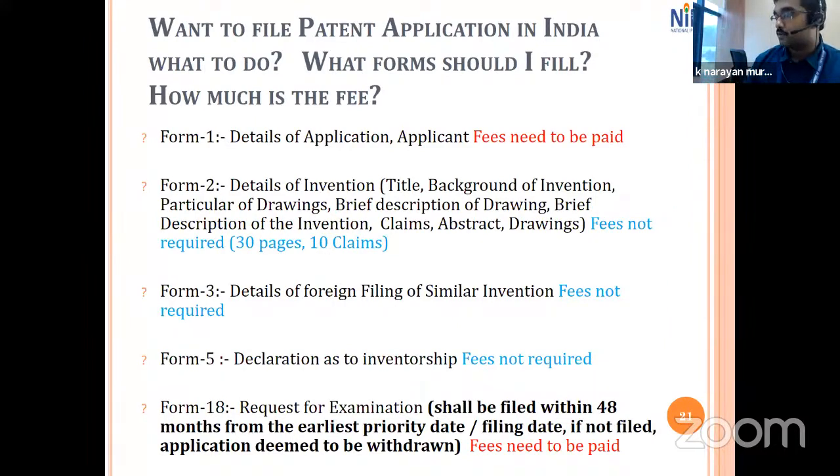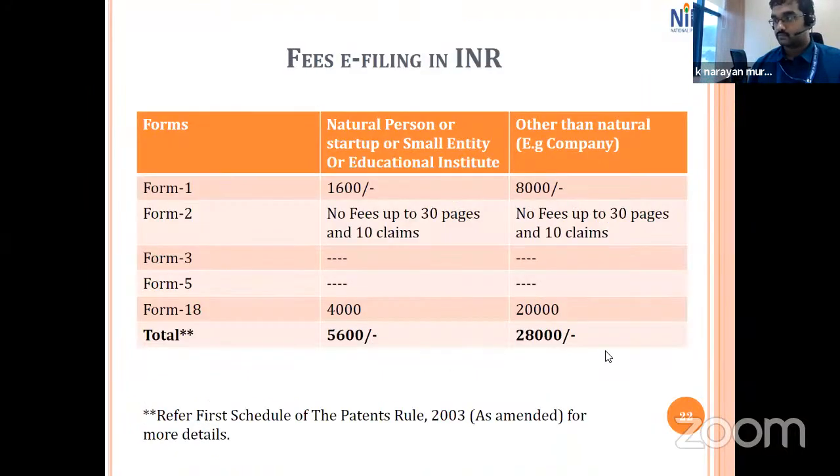Then you have Form 18. Form 18 is where you request the examiner to examine your file. There are other forms also, like Form 3, Form 5, etc., for which fees are not required. Form 3 you can file later also, there are no issues. But Form 1, Form 2, and Form 18 need to be filed so that you can say that I have filed my application in the patent office.